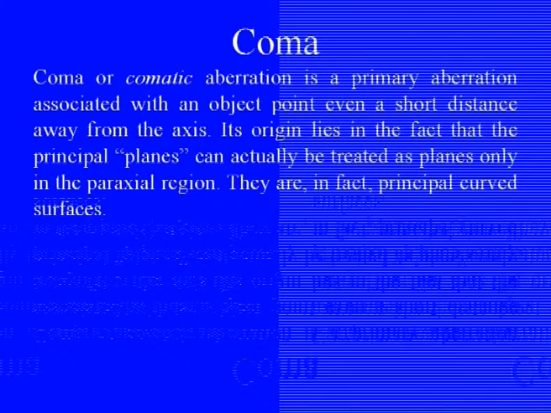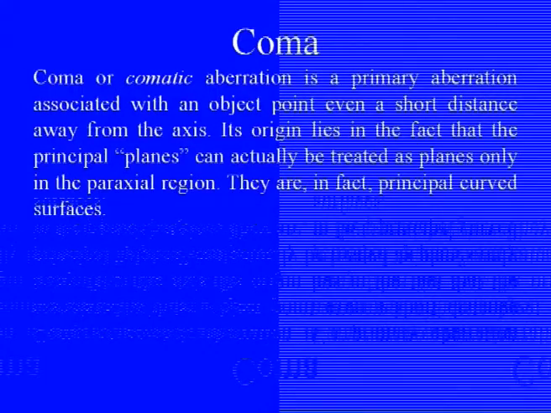Coma, or comatic aberration, is a primary aberration associated with an object point even a short distance away from the axis. You see, away from the axis is the main thing. Its origin lies in the fact that the principal planes can actually be treated as planes only in the paraxial region. They are in fact principal curved surfaces.